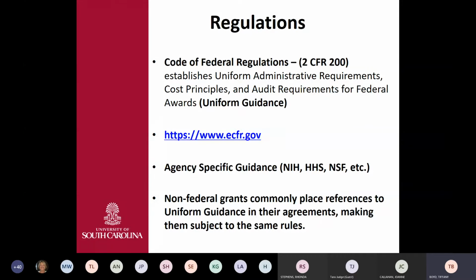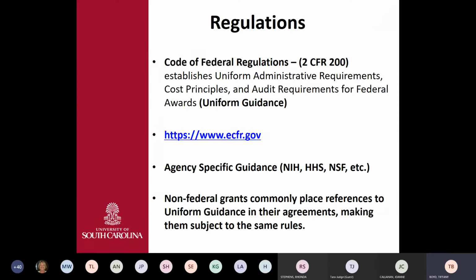But we also want to highlight that there's a lot of agency-specific guidance. All of the big federal agencies usually have their own specific guidance. We're not going to go into a lot of specifics related to that, but we did want to point out that every award is different, and depending on the agency, they usually have very specific guidance related to their particular awards as well. So just making sure that you're aware of those.